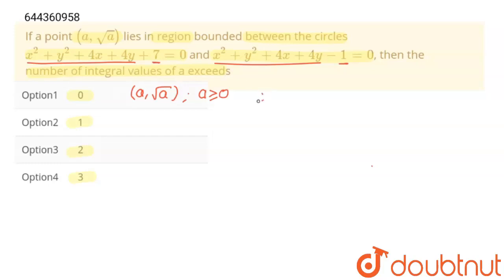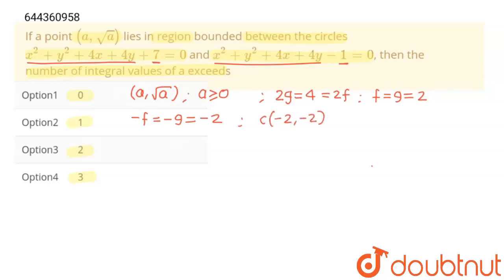And the center of both circles I am going to find. Here, if you see, 2g is equal to 4 and also 2f is equal to 4. So from here we'll get f equals g equals 2. Also, minus f equals minus g equals minus 2. And the center of both circles will become (-2, -2).